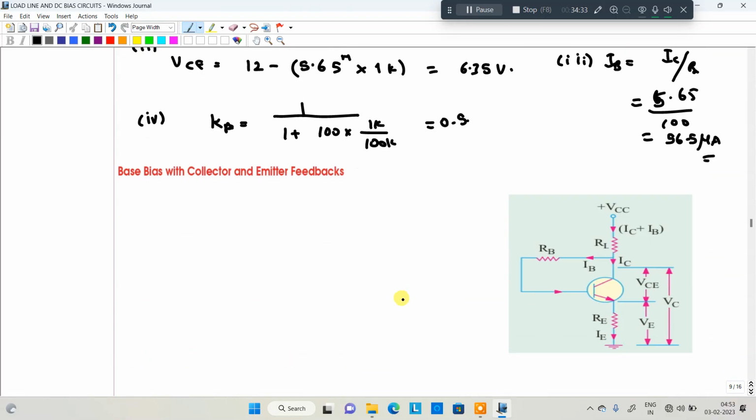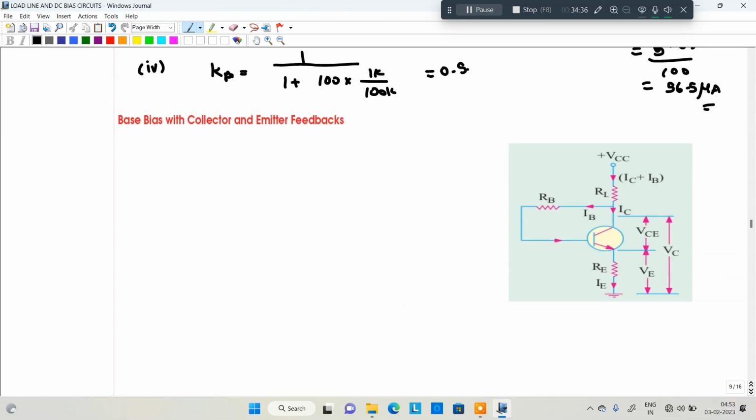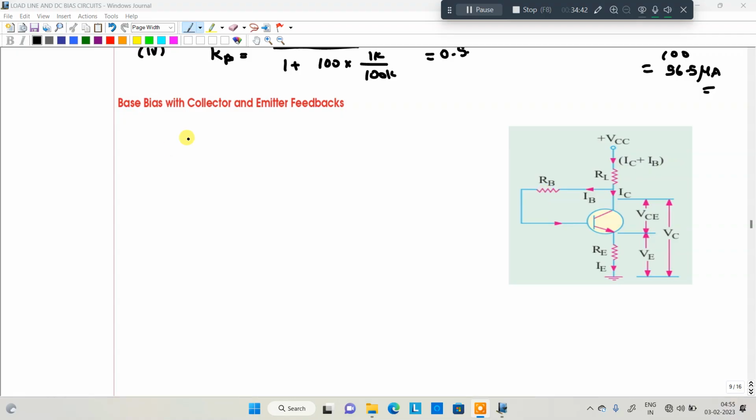Next we are moving to the base bias with collector and emitter feedback circuit. What is the difference here? Emitter resistance is added. Previously only RL and RB were there, now you have added the emitter resistance. That's why it is base bias with collector and emitter feedback. Again the formulas: how to find the IC saturation? Whenever the transistor saturates, VCE is equal to 0, both terminals are shorted. So IC saturation is VCC divided by RL plus RE. Clear? That is the saturation.